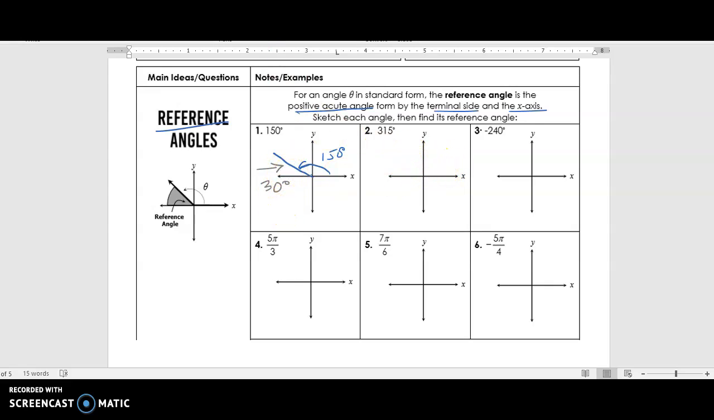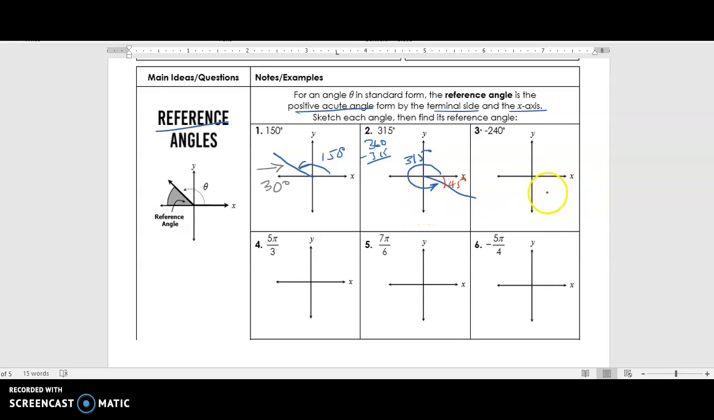So if you have 315, then you will go all the way. It's definitely above 270, so it will go all the way here. And you just subtract 360 minus 315, you will get 55. No, sorry, 45. So this angle is the reference angle. This is 315 degrees, and this is 45 degrees. So that is the reference angle. That's how you do this, okay?